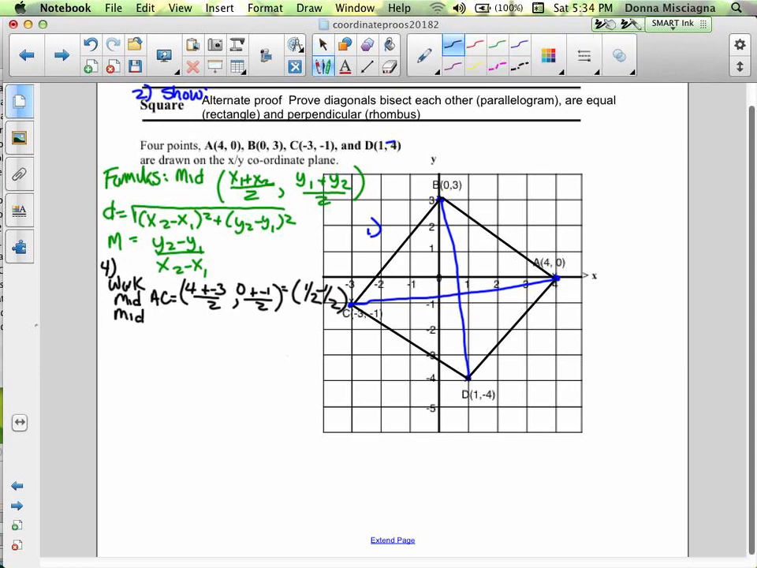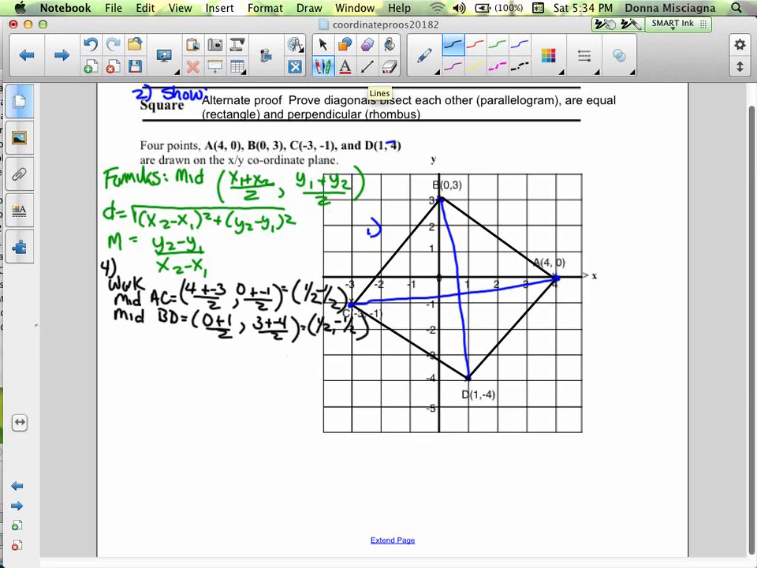And then we need the midpoint of BD. That's the other diagonal. All right, so that would be 0 plus 1 divided by 2, looking for the D there, and 3 plus negative 4 divided by 2. So that would be 1/2, negative 1/2. Right? We just added 0 plus 1 and added 3 minus 4. All right, so we got the midpoints.